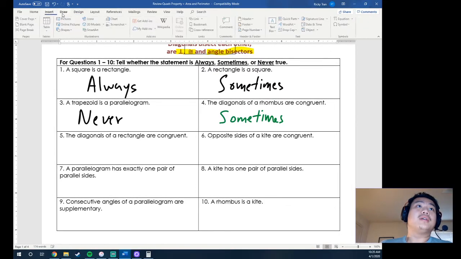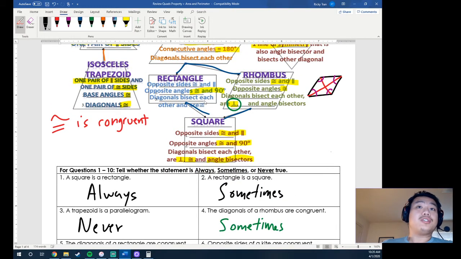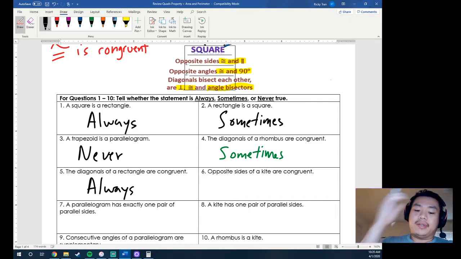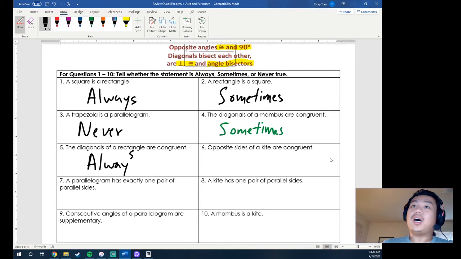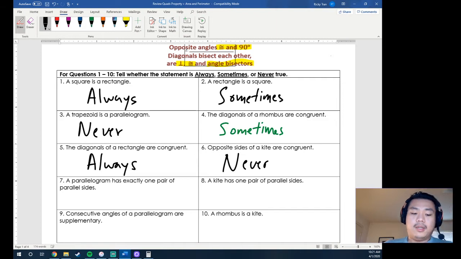Number five, okay? The diagonals of a rectangle are congruent. They bisect each other and are always congruent. So, always. Okay? Opposite sides of a kite are congruent. No, because look, consecutive sides are congruent, which means opposite sides can't be congruent. Therefore, this is never.